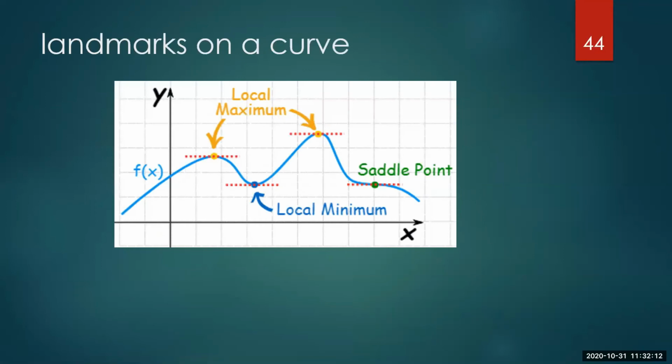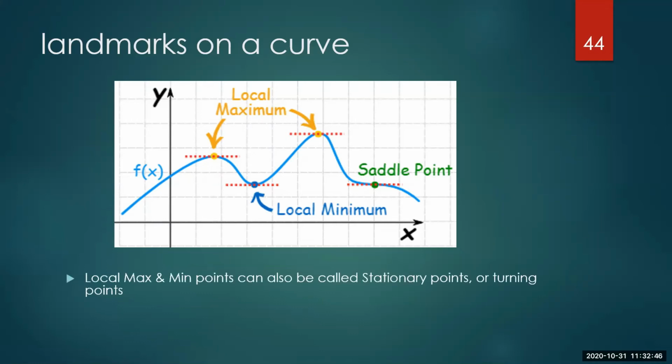Okay. So here's another curve showing some other examples. You can see that we have local maximums here and here. We have a local minimum, and we also have a saddle point. And you can see that that is a point of inflection which is horizontal. Okay, and so at the saddle point, f dash of x is equal to 0, and f double dash of x is also equal to 0.